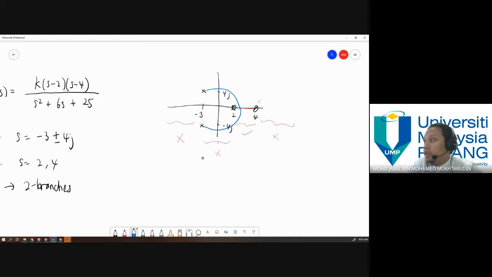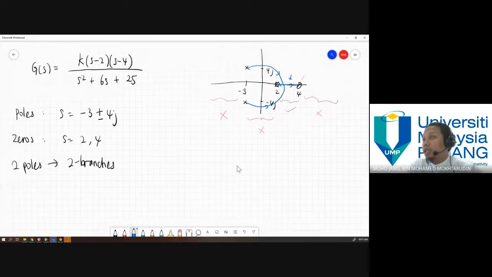Okay, so one branch goes to 1, 0, and the other goes to the other zeros. If you look at this rough sketch, the root locus only exists at this section on the real axis, and it will have a shape something like this. So this is a rough sketch only. Now let's determine the asymptote.